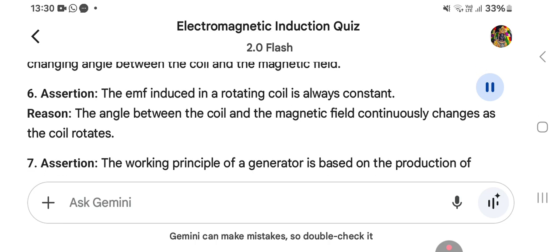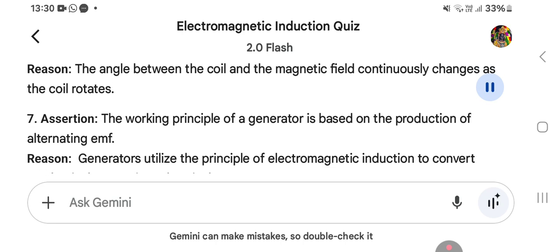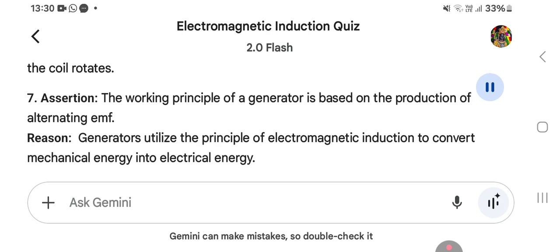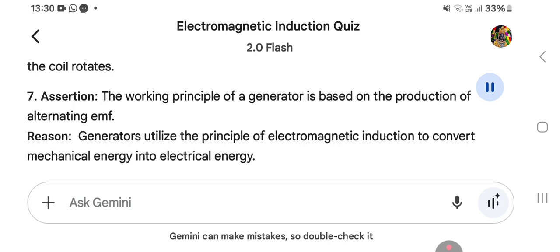7. Assertion: The working principle of a generator is based on the production of alternating EMF. Reason: Generators utilize the principle of electromagnetic induction to convert mechanical energy into electrical energy.